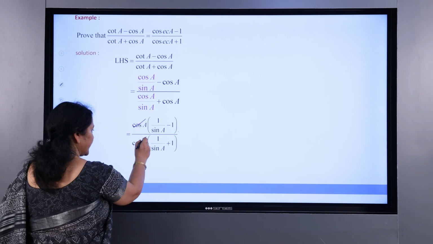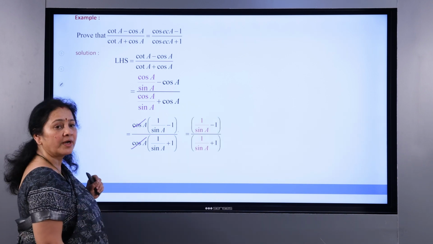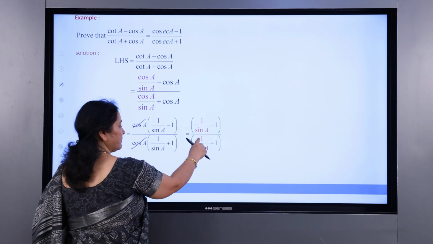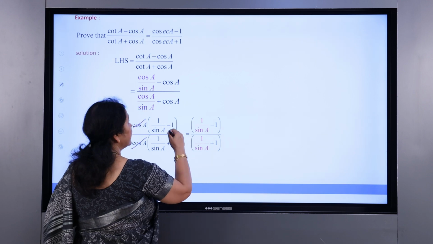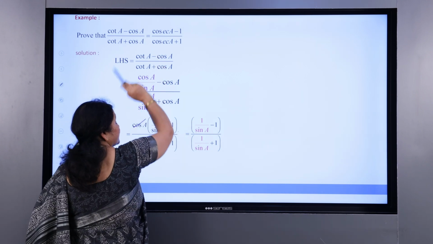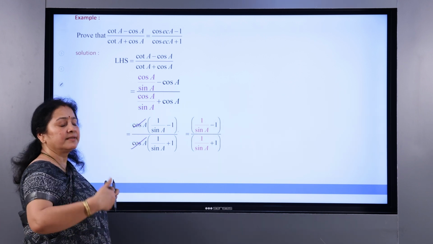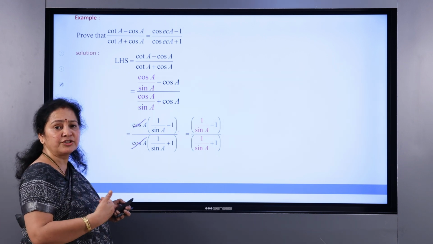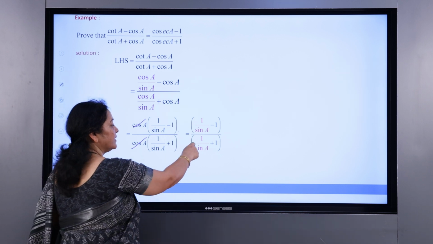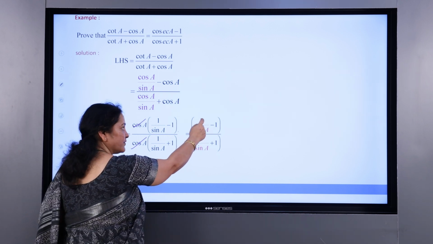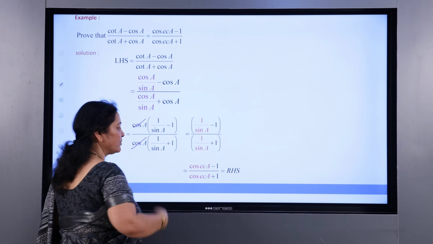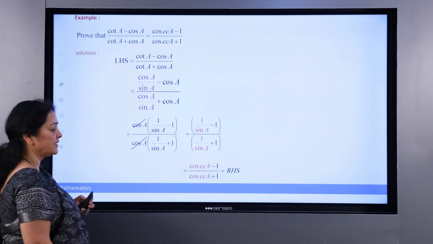Now these two get cancelled. We are left with 1 by sin A minus 1 by 1 by sin A plus 1. Now look into the RHS. It is written in terms of cosecant. Now we have seen the identities, right? 1 by sin A is going to be cosecant A, and just replace this value now. So cosecant A minus 1 by cosecant A plus 1, which is nothing but the RHS.